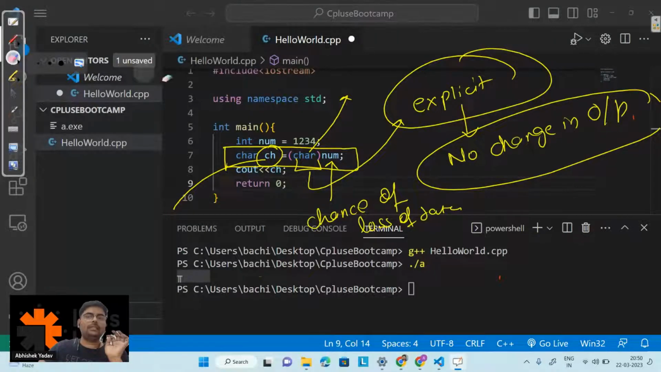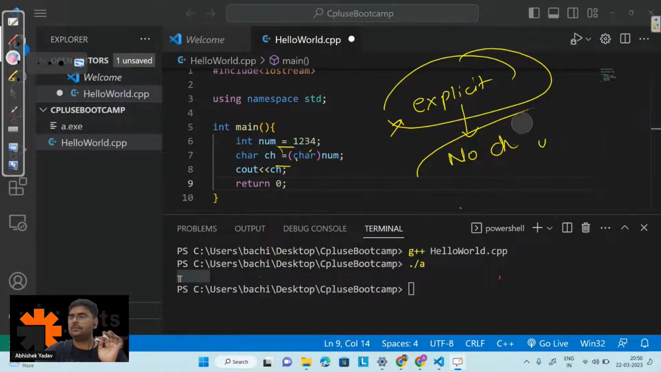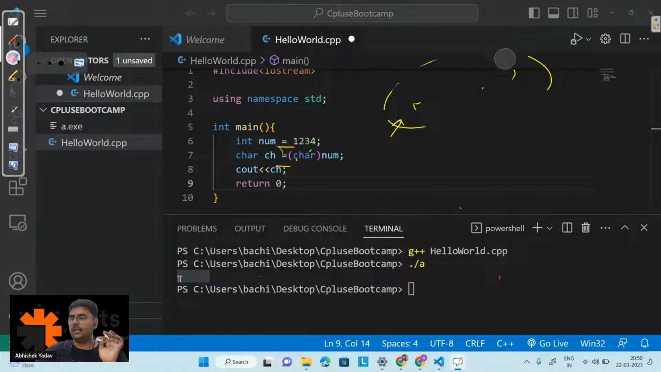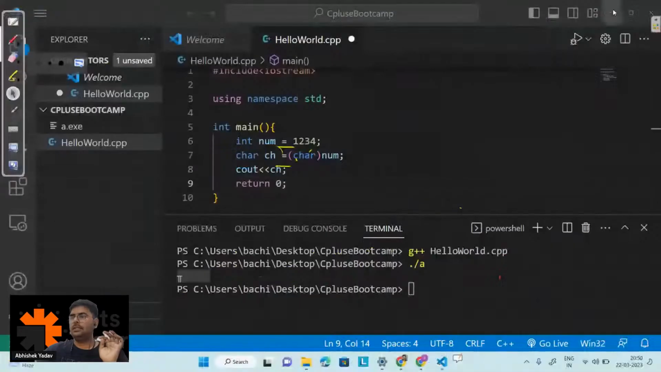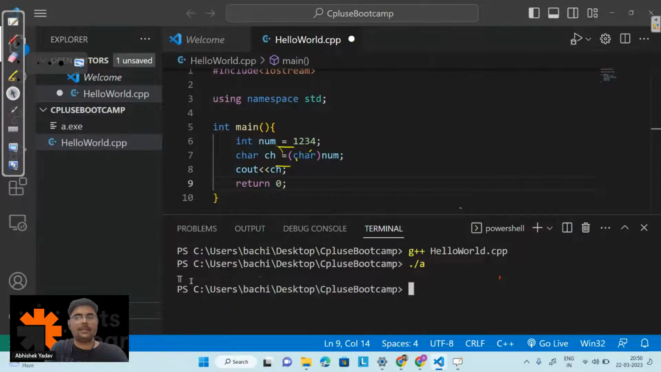Let's try to see, if I'm doing the explicit typecasting here, what will be the output now. So let's move to this part. Let's see in the output. So clear the screen and this one. So again, I'm getting the garbage value.